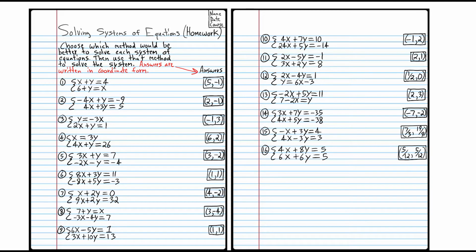You have 16 problems, and remember to write your name, the date, the course, which is beginning algebra. Write a title, solving systems of equations, the homework. And remember, your homework needs to have those 4 characteristics. It has to be complete, correct, neat, and in order in your binder. And if you don't do the homework, then it's a 100% guarantee you're going to learn nothing from this class.